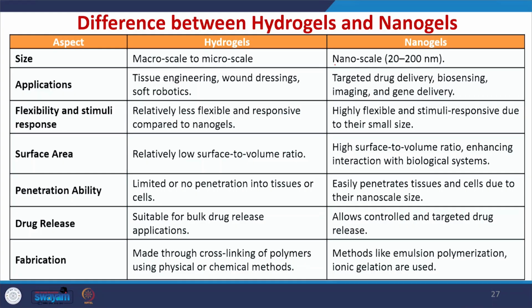Let us see the difference between hydrogels and nanogels. These nanogels are nano-sized hydrogels, as I told earlier. The size is in the range of 20 to 200 nanometers. As the size is smaller, it has a high surface area to volume ratio, enhancing its interaction with biological systems, and due to its small size, it can be very useful for targeted drug delivery. Nanogels and hydrogels both have wide applications in the biomedical field. I hope you understood the basics of hydrogel and nanogel. Let us go to the lab and learn how to synthesize hydrogel and nanogel.